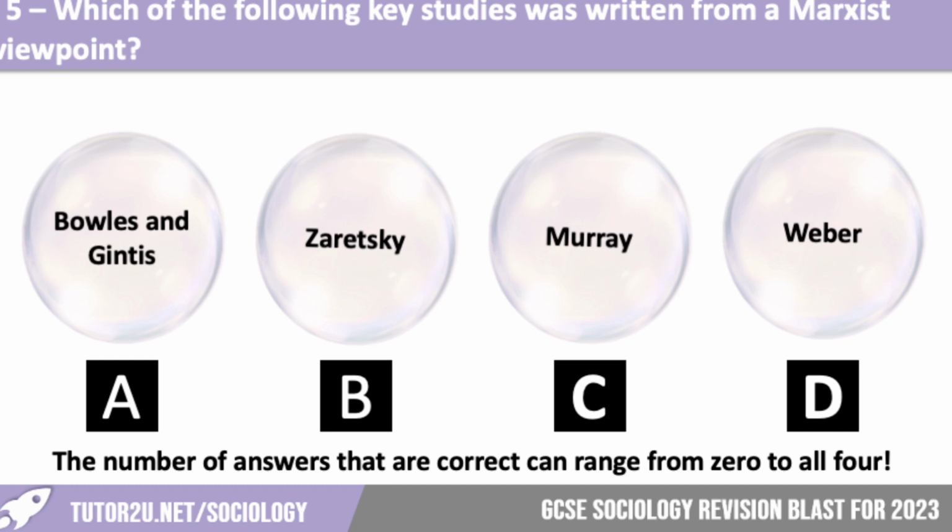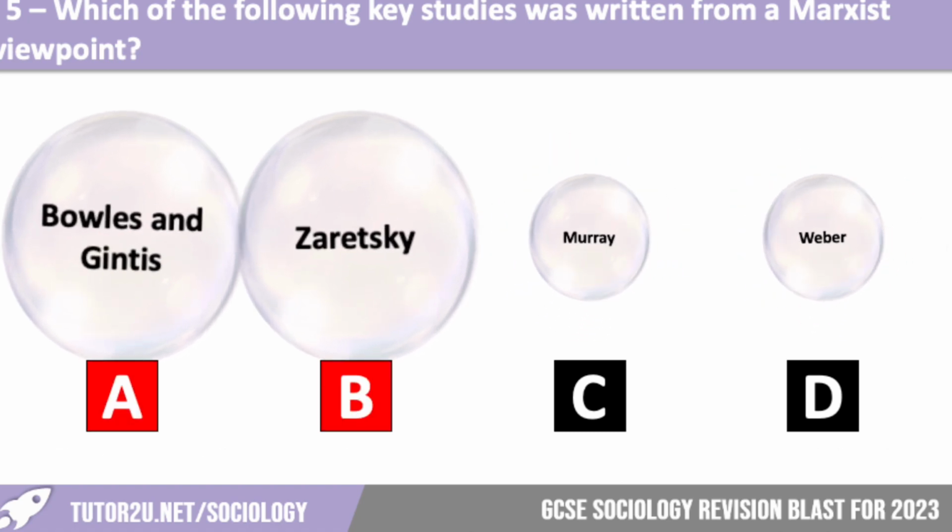Okay, number 5. Which of the following key studies was written from a Marxist viewpoint? We've got Bowles and Gintis, Zaretsky, Murray and Weber. Okay, let's reveal the answer. So Bowles and Gintis talking about correspondence theory and the way that schools reflect the workplace. So schools teaching students to be obedient, to prepare them for work drudgery, for example. You've got Zaretsky, who's looking at the effects of capitalism, how families feed into that. Murray looked at, from a New Right perspective, the reasons why people get into crime, and he's linking that to the decline of the nuclear family.